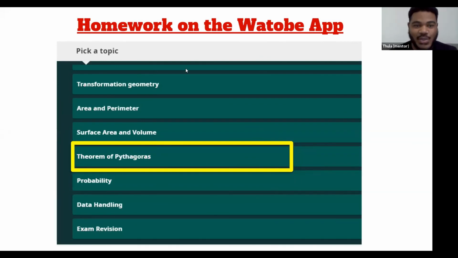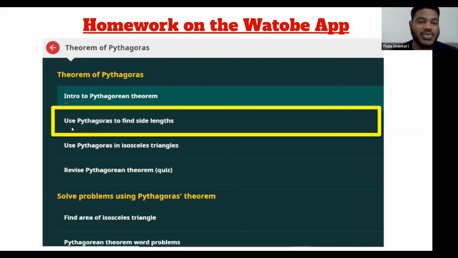But what I want you to do, when you're done with this lesson and before Monday, because our next lesson is on Monday, remember, is go to the Watobe app, go to pick a topic, click on Theorem of Pythagoras, and then go to use Pythagoras to find side lengths, okay? Because this is what we were doing today. So just so you consolidate your information, watch the lesson that's there. I'm not sure if there's a quiz actually, but if there's a quiz, do it there and just do whatever is on that.